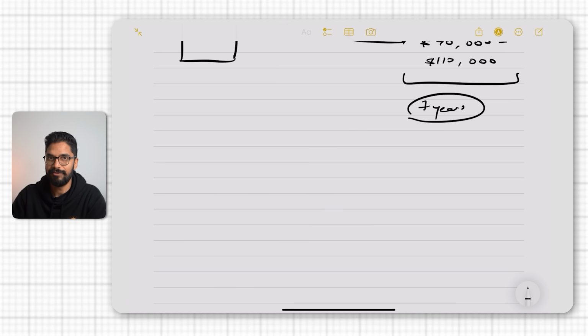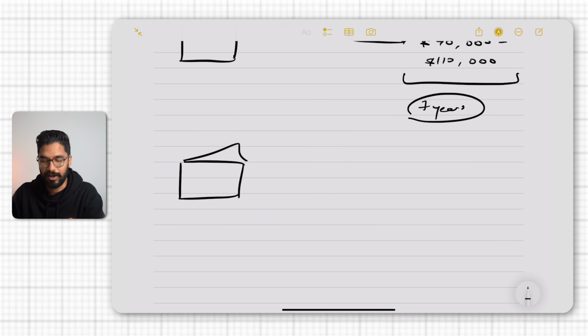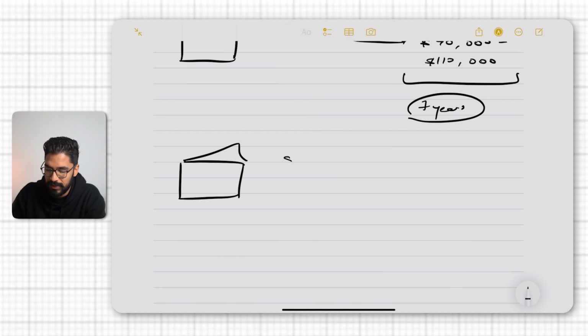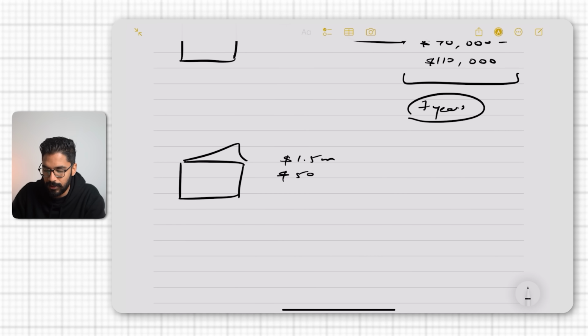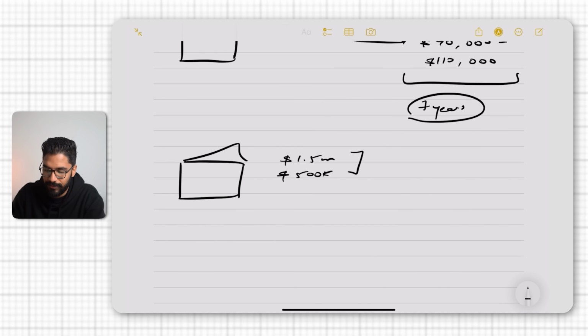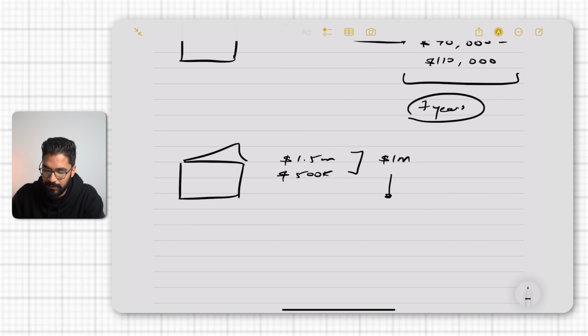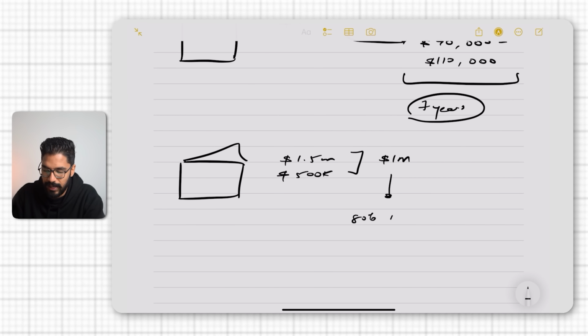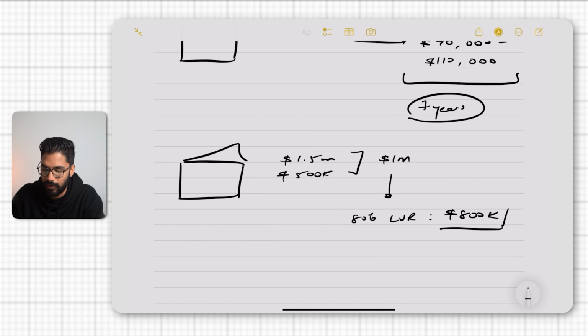But let's say you do have the opportunity to go into the family house. In some cases, you might have parents that have a property. Let's say that property is worth $1.5 million and the debt they have is $500,000. In this case, they have about $1 million in equity, but usable equity, and let's say they do that at 80% LVR, it means that they actually have $800,000 available to them right now.